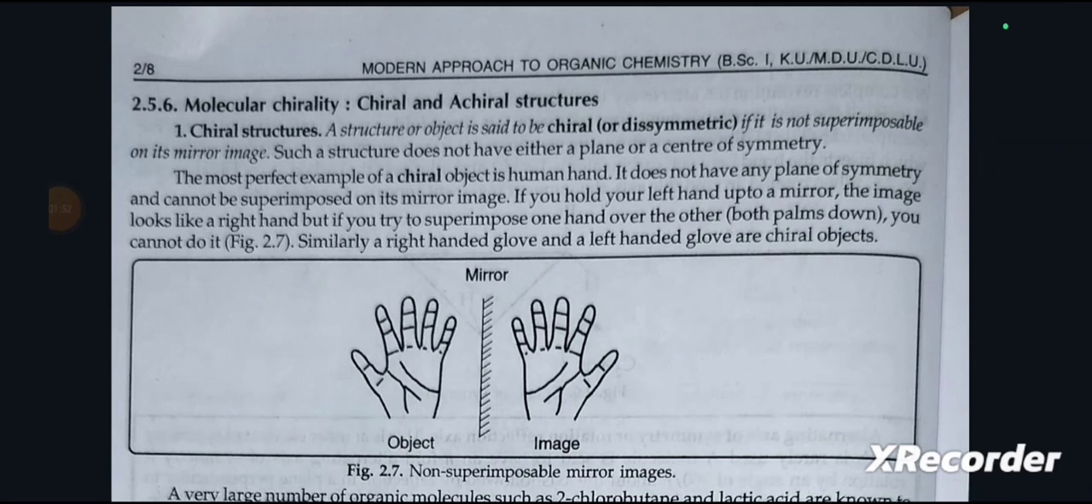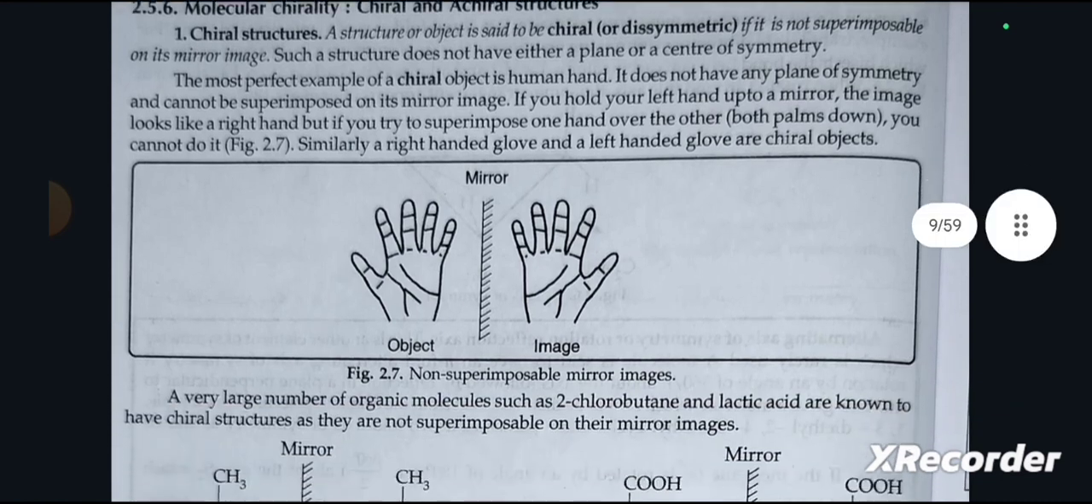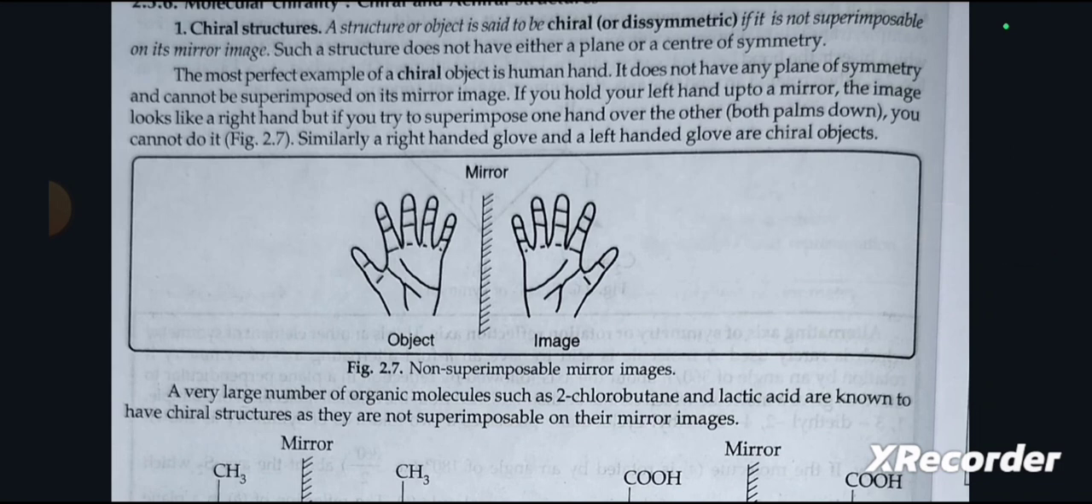2.5.6. Molecular chirality, chiral and achiral structures. First, chiral structures. A structure or object is said to be chiral or dissymmetric if it is non-superimposable on its mirror image. Such a structure does not have either a plane or a center of symmetry. The most perfect example of a chiral object is the human hand. It does not have any plane of symmetry and cannot be superimposed on its mirror image.